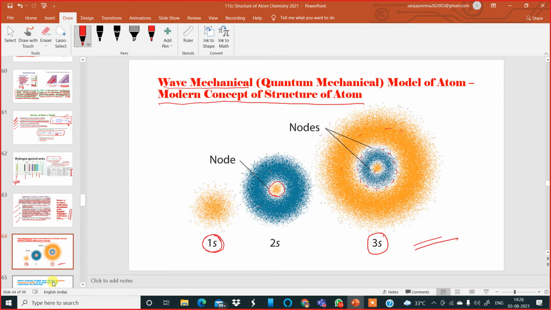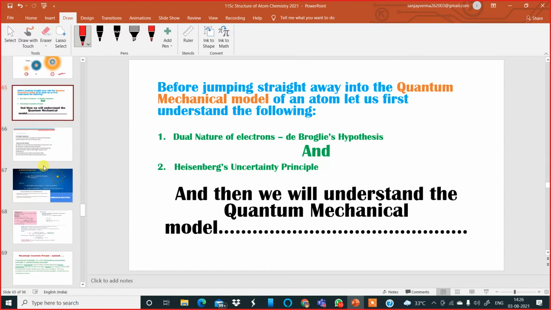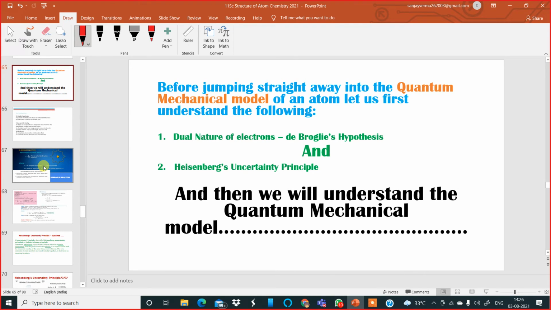So let us move to the next slide. Now, before jumping straight away into the quantum mechanical model of an atom, let us first understand the following two things. The first one is dual nature of electrons by the de Broglie's hypothesis.